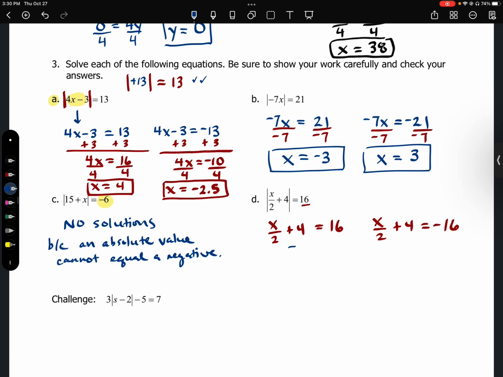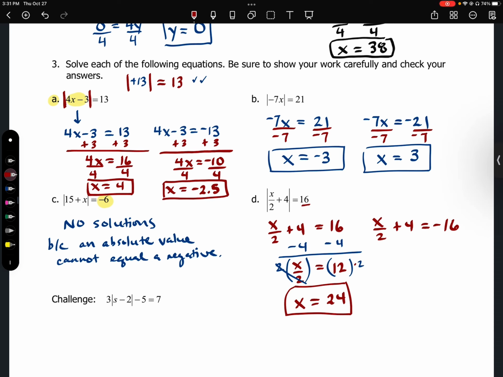And now we can look to solve those. We're going to subtract 4 from each side. We now have 12 is going to equal x divided by 2. How do we undo x being divided by 2? Well, we multiply it by 2, and then we do the same thing on the other side. So that cancels our 2's and leaves us with x equals 12 times 2 is 24.